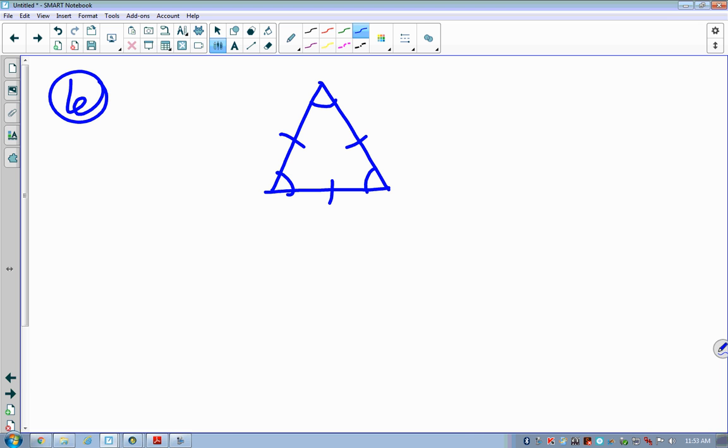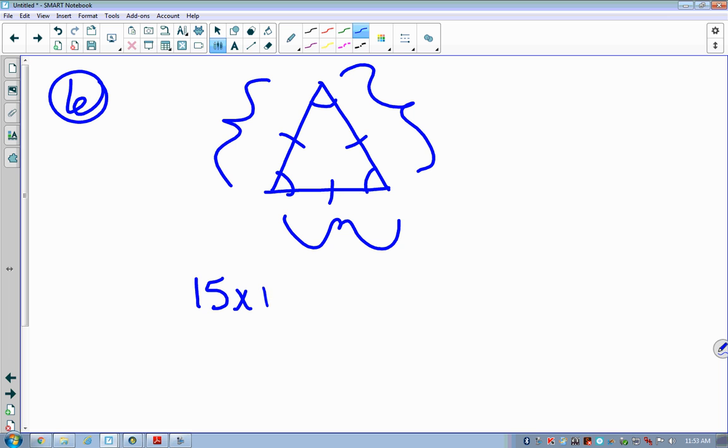If it says a regular triangle has a perimeter of 15x plus 27, all right, so this side, whatever it is, plus this side, plus this side comes out to a total of 15x plus 27. We want to know what is the length of just one side. Well, let's say we knew the perimeter equaled 30. What would we do to find the length of just one side?